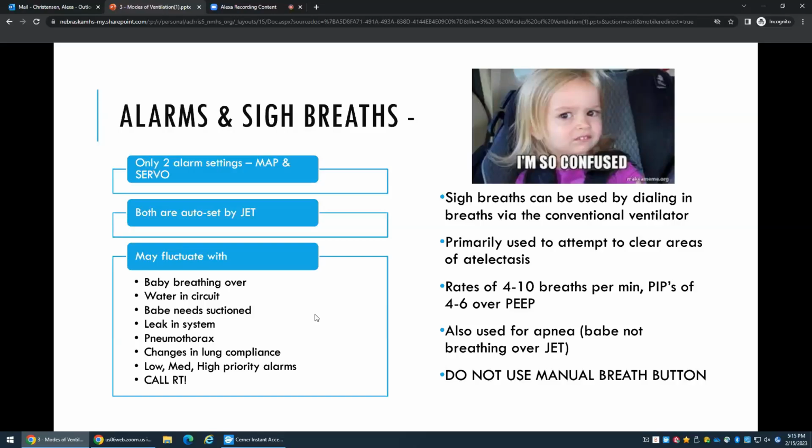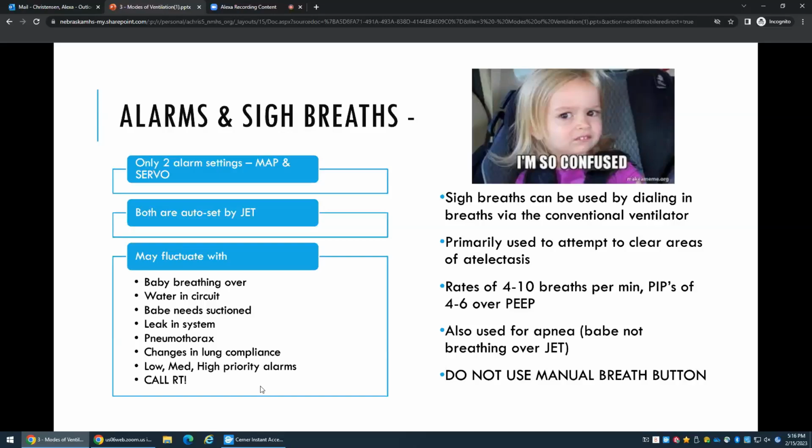There are different sounds and lights for the different alarms. There's low priority, medium priority, and high priority alarms. As you're taking care of a baby on the jet, you'll figure out which are which. But again, do not hesitate to call us. If it's your first time and your jet's alarming, just call us. But just like the oscillator, here's the list of things that can kind of make the jet alarm. As you can see, it's all the same things as the oscillator.